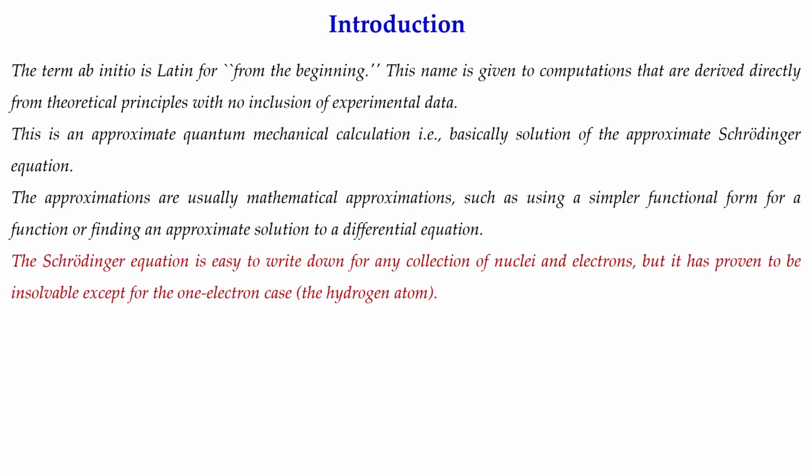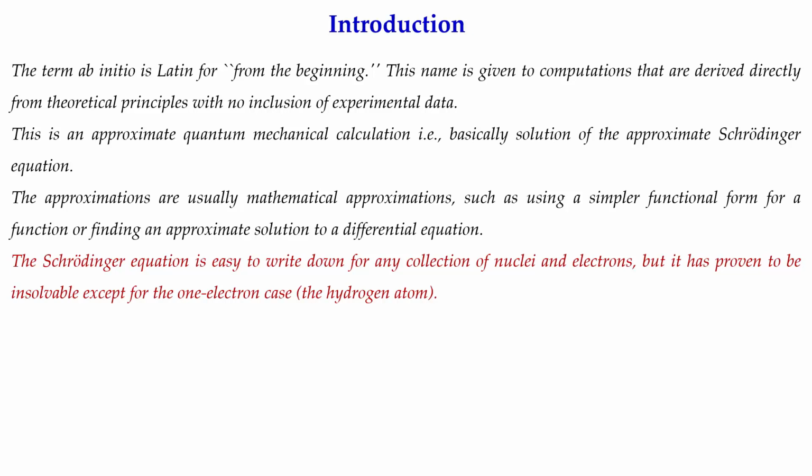Here, one important concern is that the Schrodinger equation is very easy to write for any collection of nuclei and electrons. You have also seen in quantum chemistry class that we can write Schrodinger equations for any type of molecule. But the problem is that it cannot be solved except for the hydrogen atom. So we can define the system, but we cannot get the exact value because we cannot solve the equations.